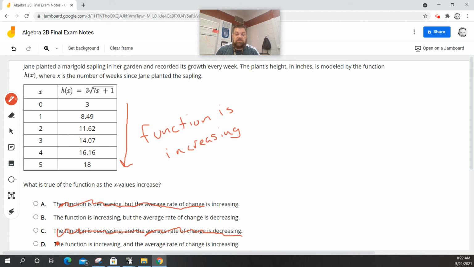So B, well, let's do D. I like to go out of order sometimes. The function is increasing and the average rate of change is increasing. So to find the average rate of change, to get to this, I had to add 5.9 to get from 16 to 18. It's a little less than 2. In fact, it's 1.84, I think.